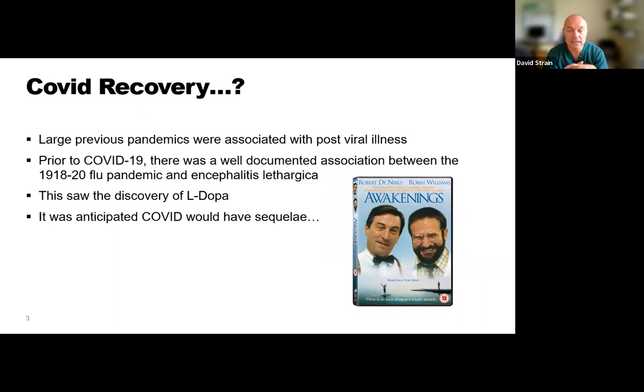The bit that's actually missed in the film, but the book goes into great detail, is this is not Parkinson's disease per se. What Oliver Sacks's discovery was about was encephalitis lethargica, which was a Parkinson's disease-like syndrome that affected people after that original pandemic in 1918. And that led to the discovery of levodopa, which is the core treatment for Parkinson's disease today.